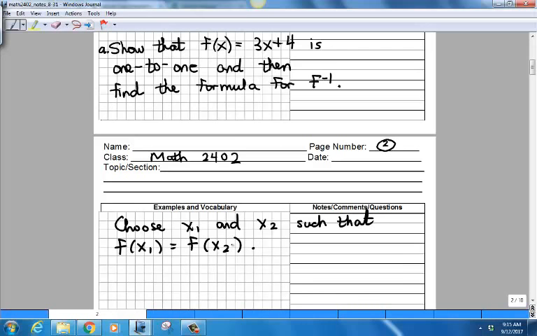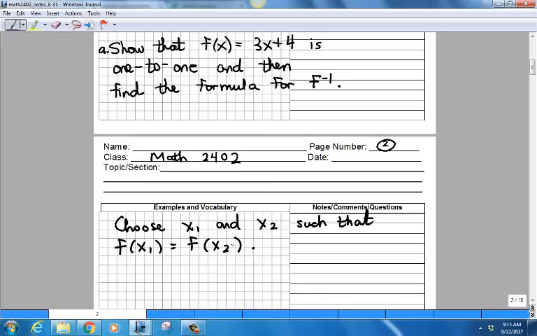So I'm going to pick a couple of inputs here, x1 and x2. And let's suppose that f of x1 is equal to f of x2, all right? So suppose we pick these two inputs and they end up having the same matching output, right? When you plug x1 into the function, you get the same thing as when you plug x2 into the function, right? So if this is going to be a one-to-one function, what must be true for x1 and x2?